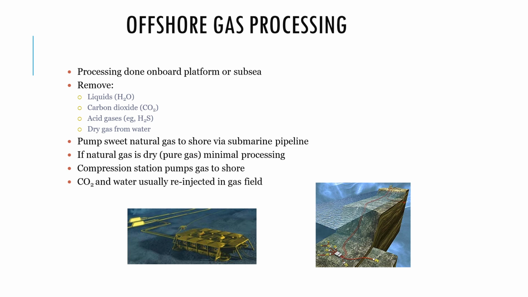You will also require what we call the compression station, and these compression stations are important to increase the pressure of the gas in the pipeline until it reaches the shore, or the main natural gas plant that's located on land. And normally, once you remove the CO2 and the water from the gas in the field, meaning this processing is done in the field in offshore gas processing, the removed CO2 and water will be re-injected into the gas field to increase the pressure of the reservoir to get more gas.